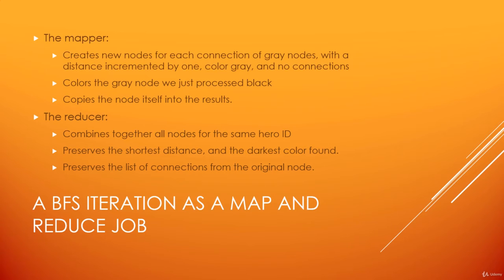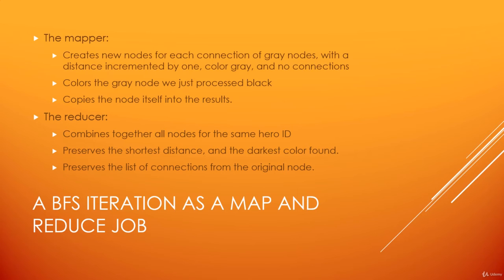So every time we increment through our algorithm, the mapper will increment the distance by 1, and it's going to look for gray nodes. If it finds a gray node, it's going to look at all the connections of that gray node, color them gray for future exploration, and initially they will have no connections because they need to be explored to build up those connections on the next iteration. The gray node it just processed will then be colored black, and it will copy the node itself back into the results to make sure that we don't lose it.